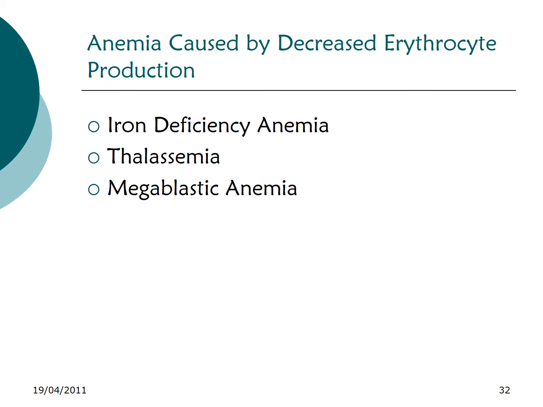So, this is anemia that is caused by decreased erythrocyte production, right? Anemia caused by decreased production of erythrocytes. So, iron deficiency anemia, thalassemia, and megaloblastic anemia. Let's talk about each one of them. Next slide.